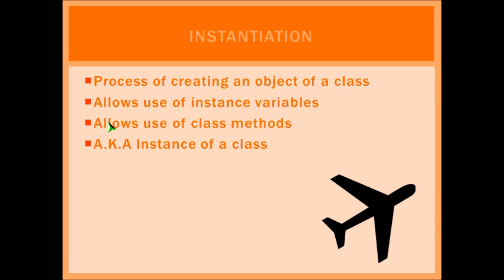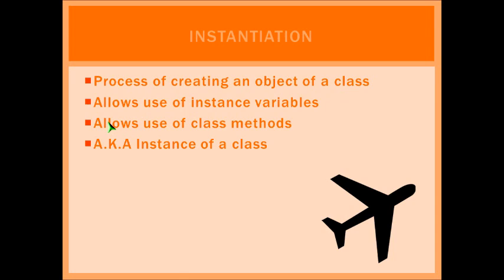So we have the blueprint now. It's not magically going to turn into an airplane and fly away. We actually have to create this, and this is what we call instantiation. It is the process of creating an object of a class.